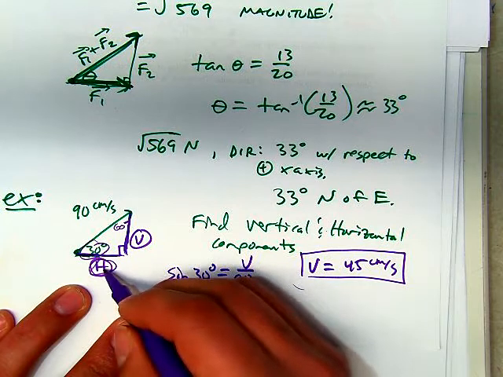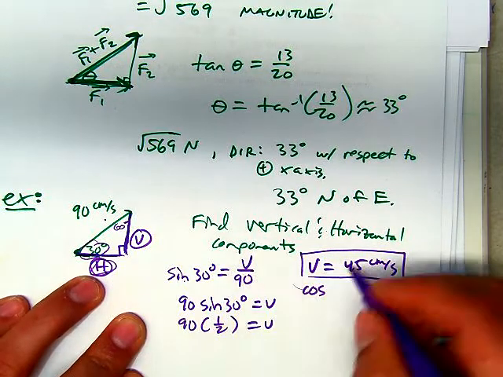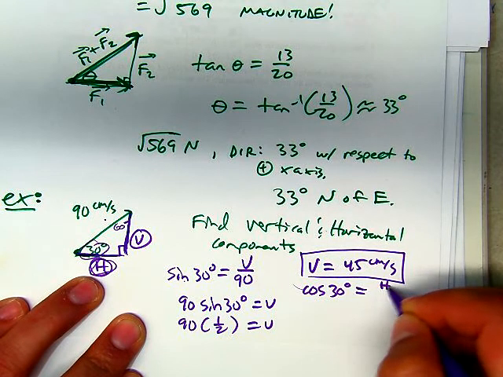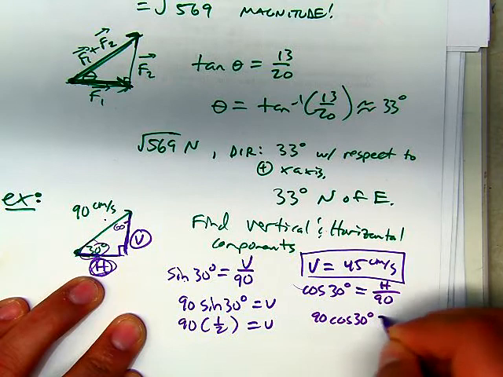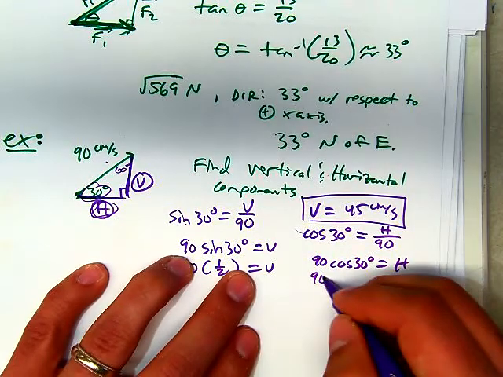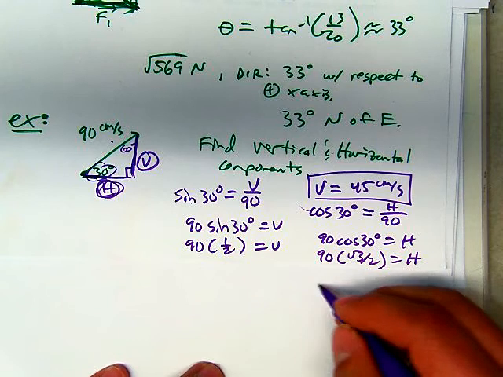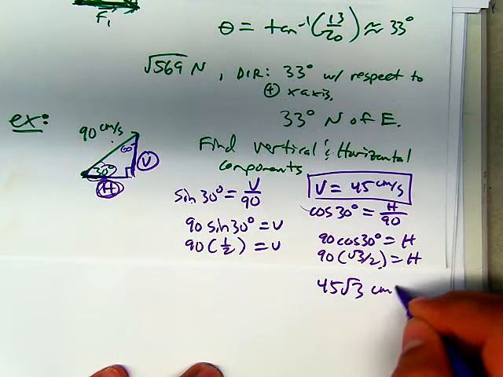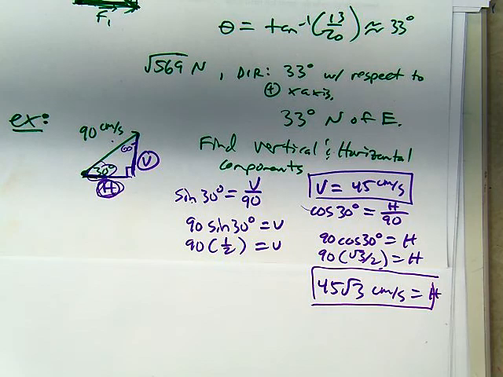To find the horizontal, if you don't, you can do cosine, because this is adjacent and we have the hypotenuse. So cosine 30 is adjacent, horizontal, over hypotenuse, which is 90. So 90 cosine 30 is the horizontal component. The cosine of 30 is root 3 over 2. So then 45 root 3 centimeters per second would be the horizontal component of that vector.